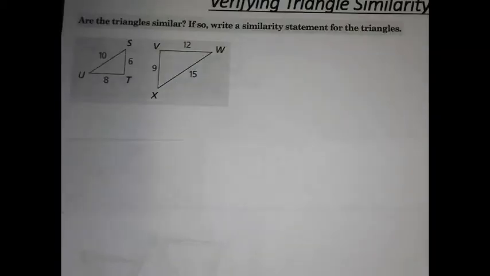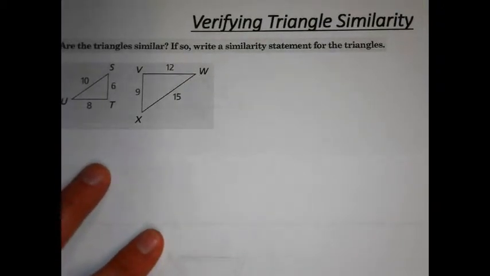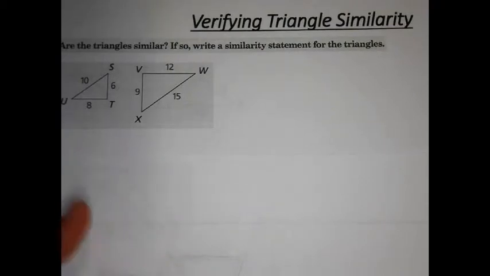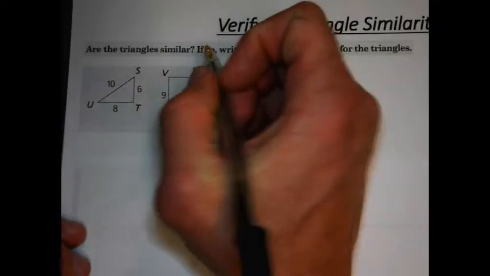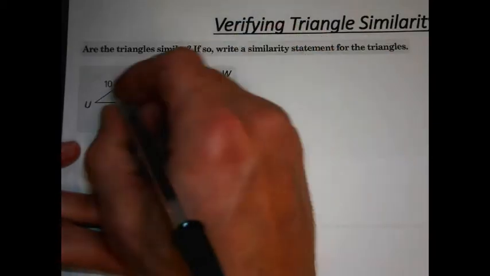Let's do some work. So, here's an example. Are the triangles similar? If so, write a similarity statement for the triangles. Now, in the previous video, I talked about the importance of correspondence. Here it goes. When it comes to correspondence, it's going to be pretty challenging to make sure we see what corresponds to what.